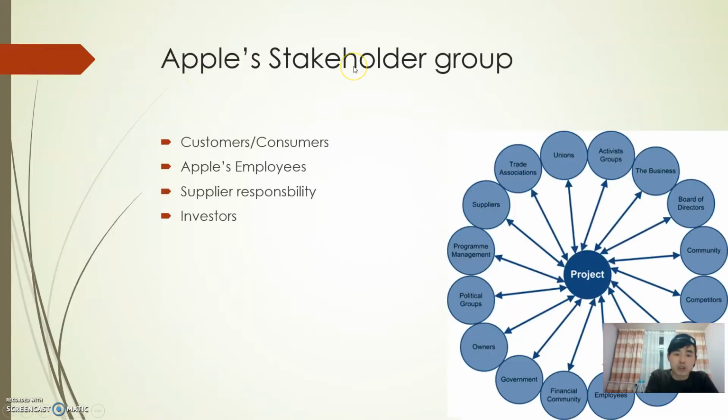Okay, Apple stakeholder groups. Customers, consumers, Apple employees, suppliers' responsibility, investors. Maybe you guys want to become an investor yourself. So customers, consumers, they are expecting a really, really high quality product from Apple because they're also paying a really, really high price. And that's why Apple is always focusing on delivering the best possible product.